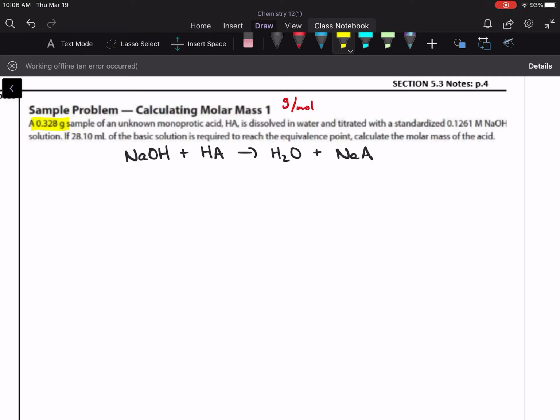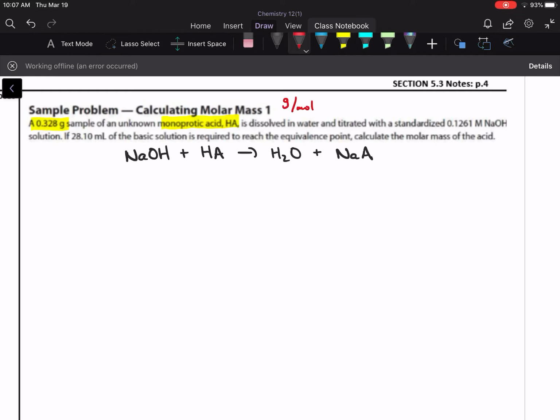So we have 0.328 grams of our unknown monoprotic acid, and it's dissolved in water and titrated with a standardized 0.1261 molar sodium hydroxide. And so if 28.10 mL of that basic solution is required to reach the equivalence point, what would the molar mass of the acid be?